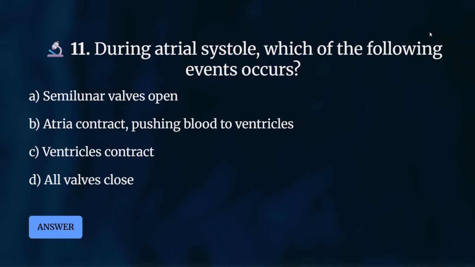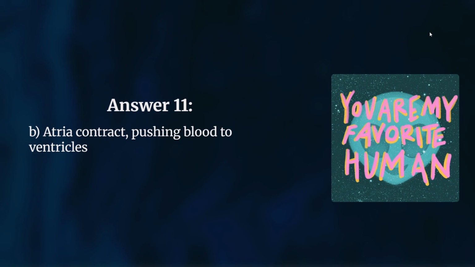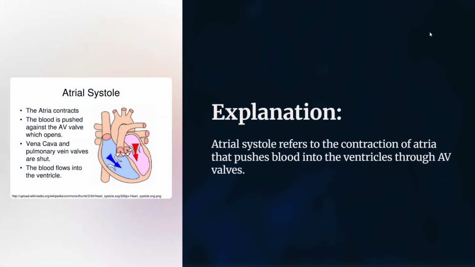During atrial systole, which of the following events occur? Options are A. Semilunar valves open, B. Atria contract pushing blood to ventricles, C. Ventricles contract, or is it D. All the valves close? Correct answer is the atria contract pushing blood to ventricles. Atrial systole refers to the contraction of atria that pushes blood into the ventricles through AV valves.